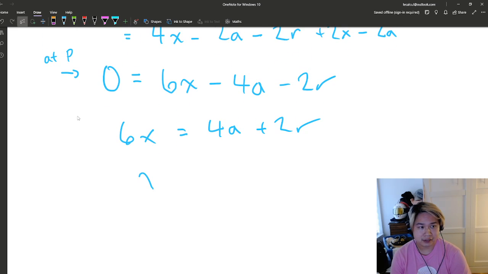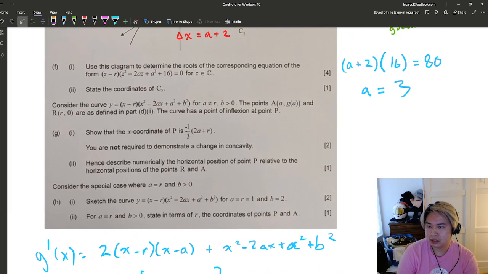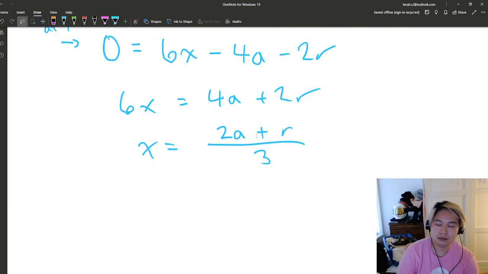And then divide everything by 6. And then you'll get that after you reduce and divide everything by 2. And then that's what we want to show, right? Yeah. Okay, we're done.